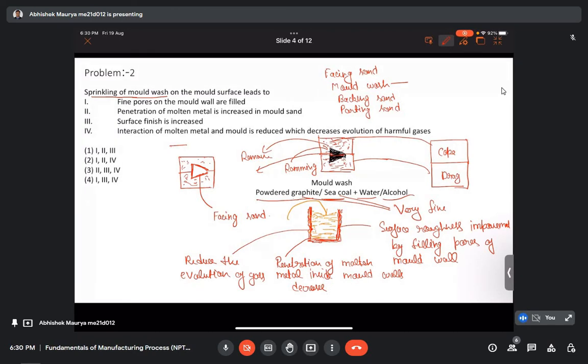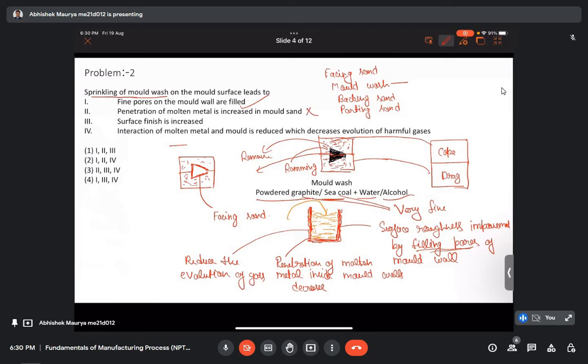Now let's look at the options we have. The first option is: fine pores on the mold wall are filled. Yes, filling of pores. Since they are very fine, they are able to fill the pores of the mold walls. So that is correct. Now, the penetration of molten metal is increased in the mold sand. No, because of the mold wash, the penetration is reduced, not increased.